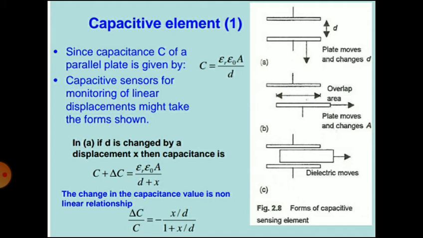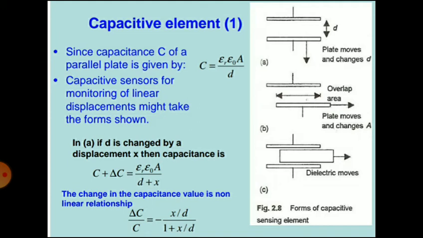In figure A, one plate is fixed and the displacement to be measured is applied to the other plate, which is movable. You can see the first diagram A. The capacitance C varies inversely with the distance D between the plates. The response of this transducer is not linear. Thus, this transducer is useful only for measurement of extremely small displacement.